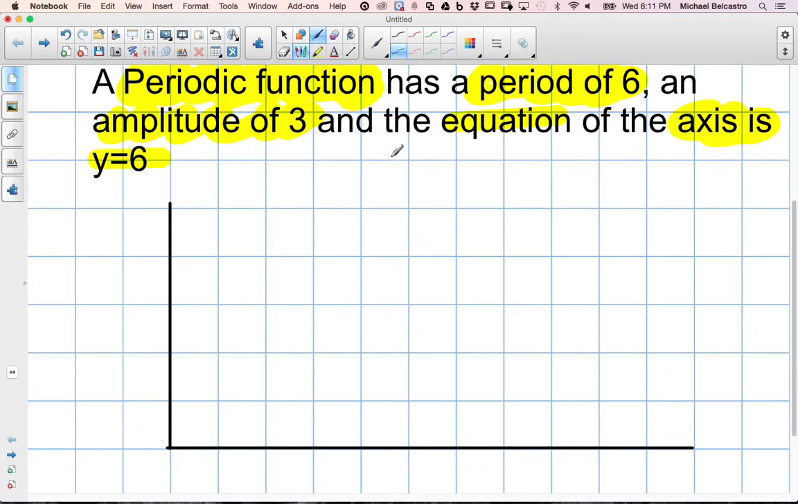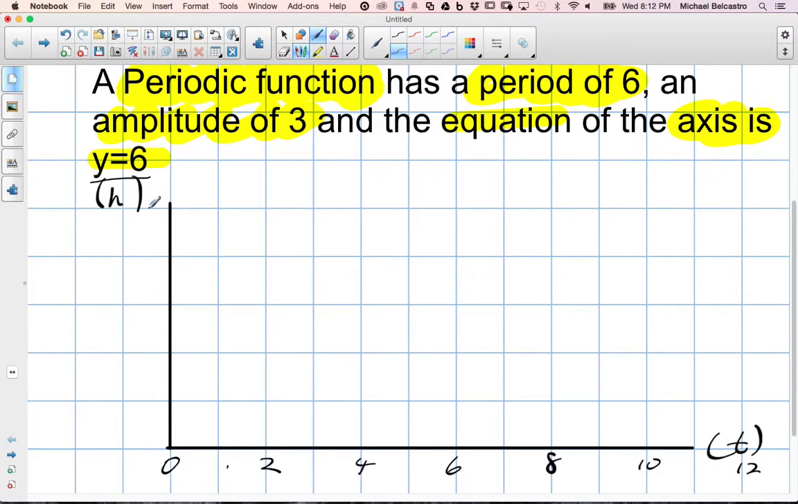So let's give ourselves a scale here. Maybe we'll say it's time in seconds, and this is maybe height. Okay. So we have 0, 1, 2, 3, 4, 5, 6, 7, 8, 9, 10, 11. I do want to get 12 out there. Okay, good. The equation of the axis is y equals 6. They've literally given you an equation.